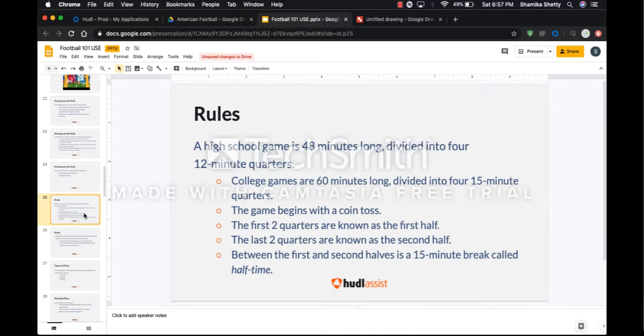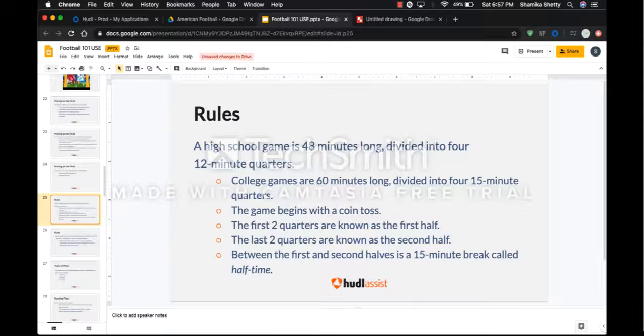Okay, so let's discuss the time of the American football game. A high school game will be a 48-minute long game. It will be divided into 4 quarters, 12 minutes each. So quarters are very important for us to identify in a game. College games are 60 minutes long, divided into 4 quarters of 15 minutes.